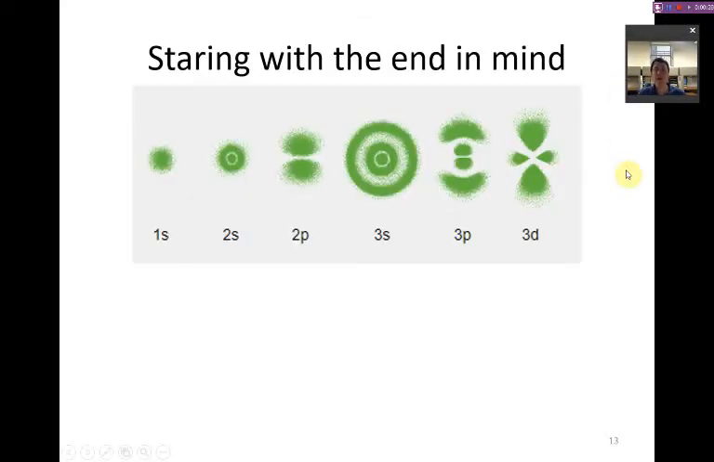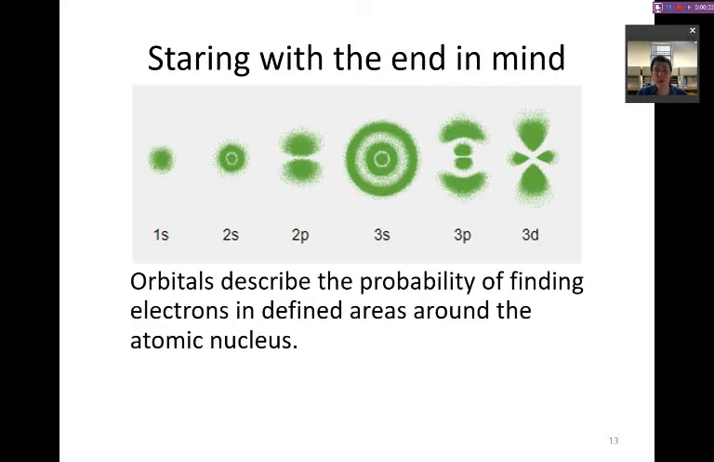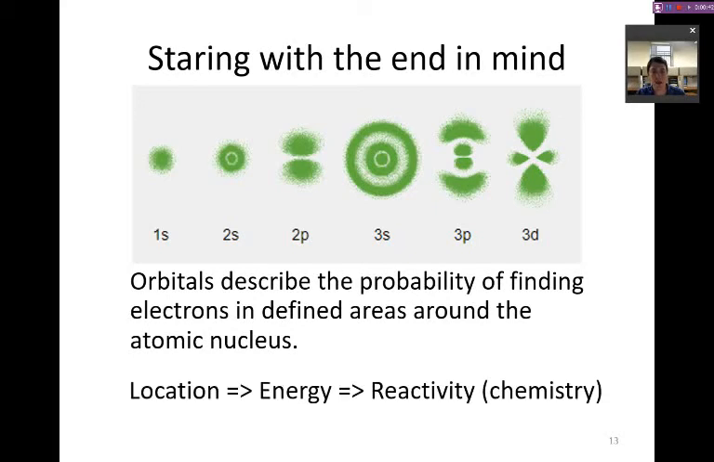So let's start with the end in mind. Orbitals, as depicted here on the screen, describe the probability of finding an electron in a specific area around the nucleus. And once we understand where the electrons are, we can understand information about their energy and therefore about their reactivity. And in the end, that's what we care about. We want to know, why do elements react? How will they react? Can we use that to our advantage?